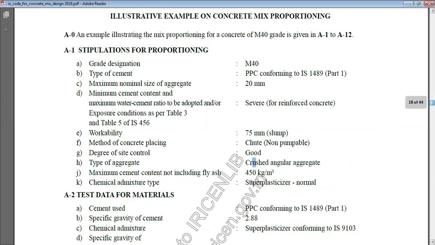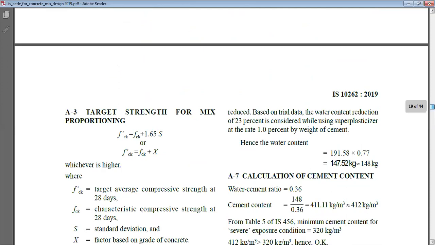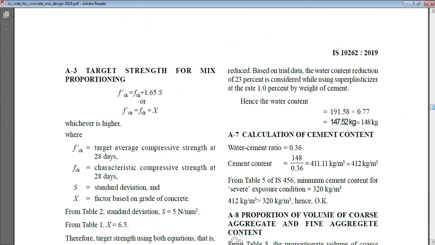Next, the design procedure, very important, step by step using IS 10262. This IS code is permissible in exams, you can take this hard copy into the exams. The first step is to calculate the target strength for the mix design.